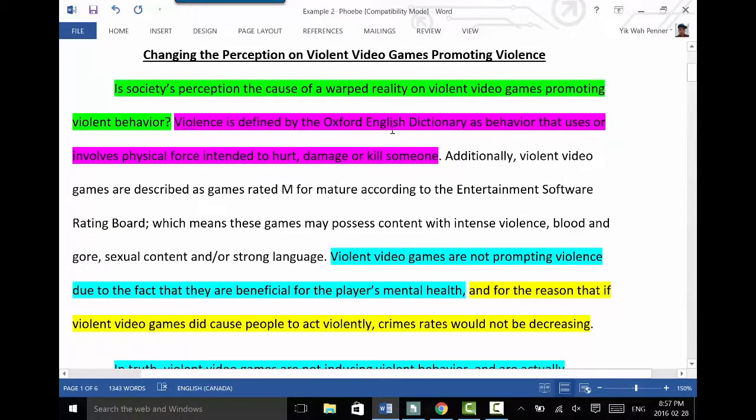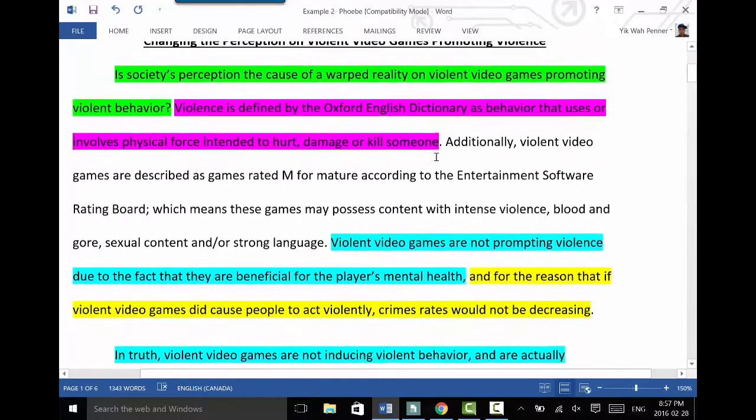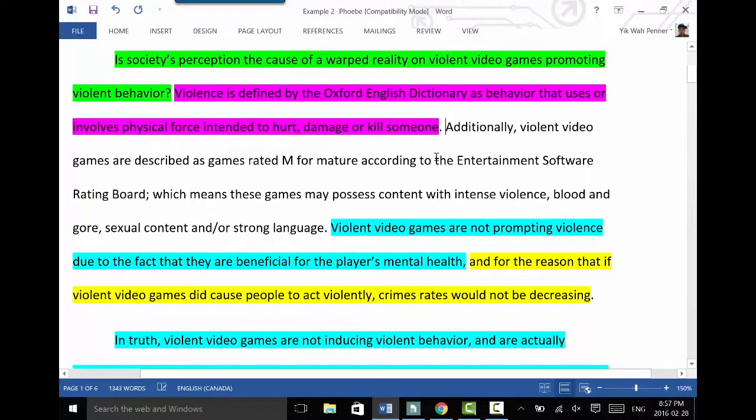Violence is defined by the Oxford Dictionary as a behavior that uses or involves physical force or intended to hurt, damage, or kill someone. Okay, so remember when we did your debates, you had to define your terms. Right off the bat, she defines her terms here. This is the approach she took. It's up to you how you wish to do it. However, this is a format which is, of course, acceptable.